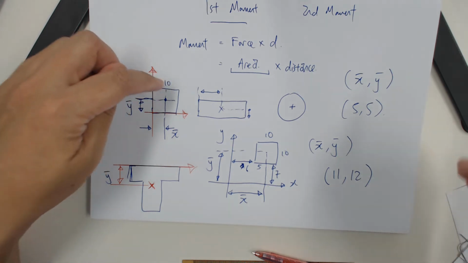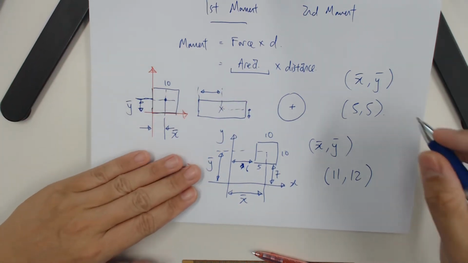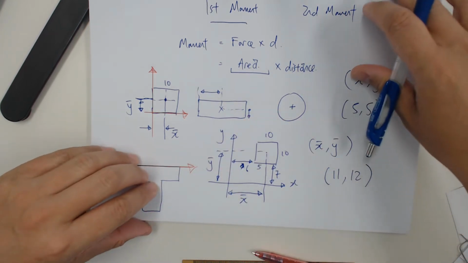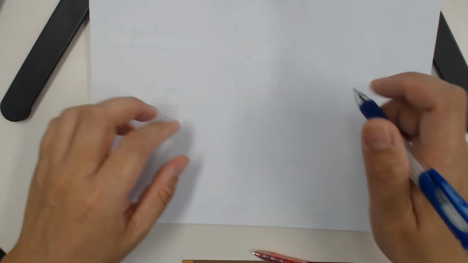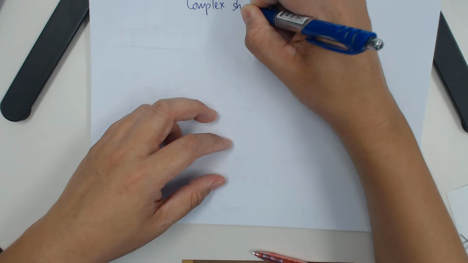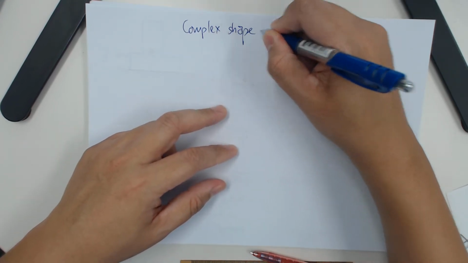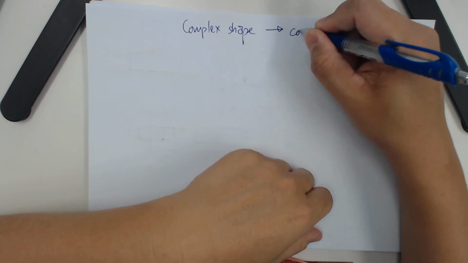These are mostly simple shapes, except for this T. Of course, the exams will not give you just simple shapes. They will be made up of a more complex shape, and these complex shapes are usually a combination of simple shapes.